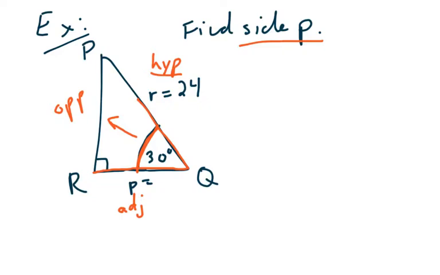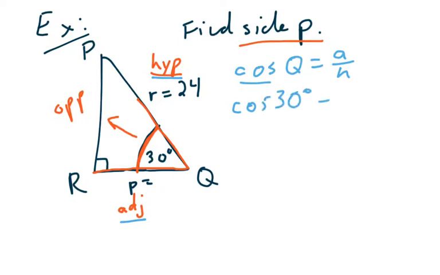Now, what trig ratio uses adjacent and hypotenuse? Cos of angle Q is adjacent over hypotenuse. So now I can substitute my values in. I had to figure out which trig ratio: because I'm looking for side P, which is adjacent, and I'm given the hypotenuse, I know it's cos. So the cos of 30 degrees is equal to my adjacent, which is side P, over the hypotenuse, which is 24. You'll notice here that my unknown is already in the top, so that's beautiful.